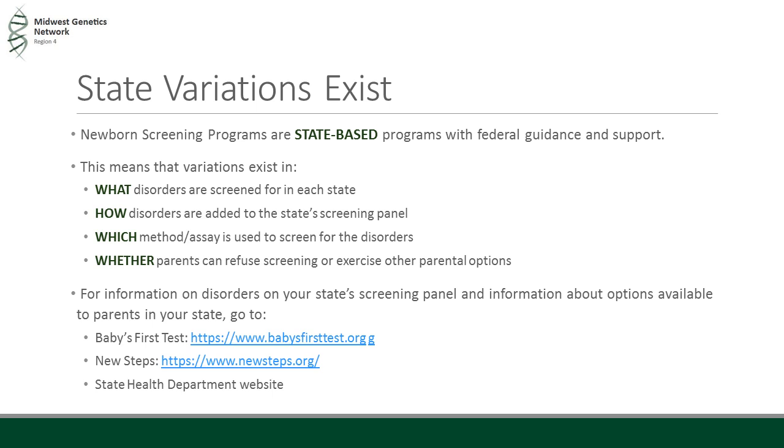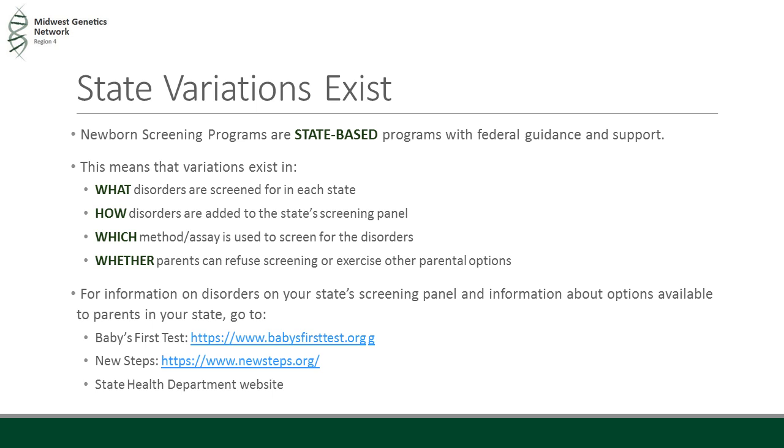In addition to which disorders are screened, there may also be variations in how the disorder is screened for between programs. So for example, in screening for congenital hypothyroidism, one state program may choose to look first at thyroid stimulating hormone, or TSH, levels, while another state may look first at thyroxine, or T4, levels. And variations in testing methodology are seen in many of the disorders on newborn screening panels.